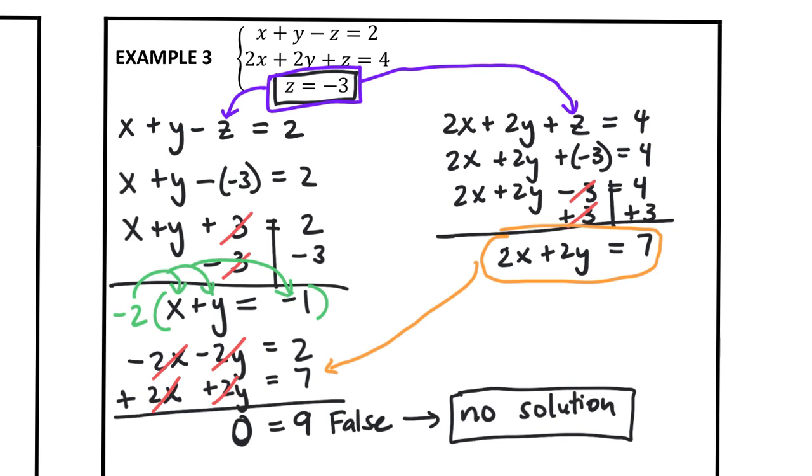Right, so whenever you're solving and you end up with a false statement, that means that there's no solution. Even though you started off with one number, as you work through the process, you end up with a false statement.